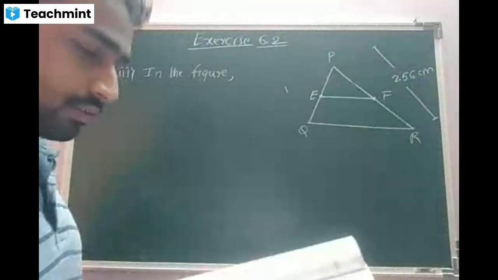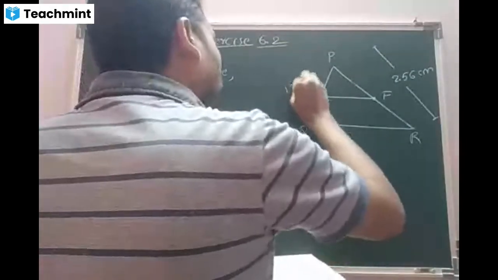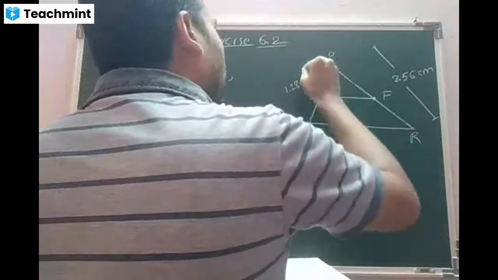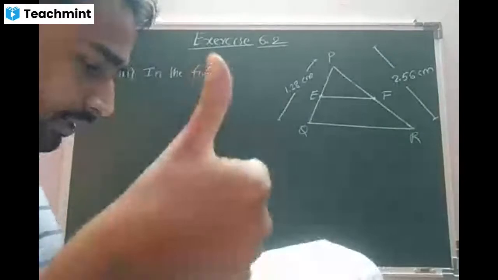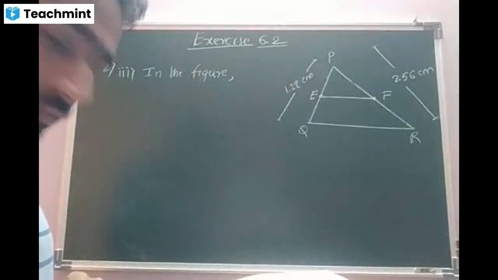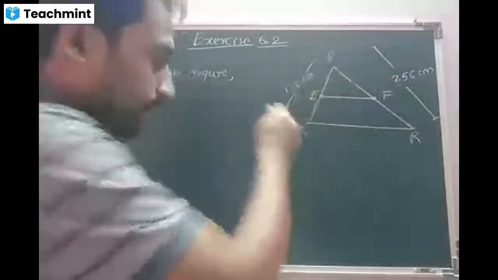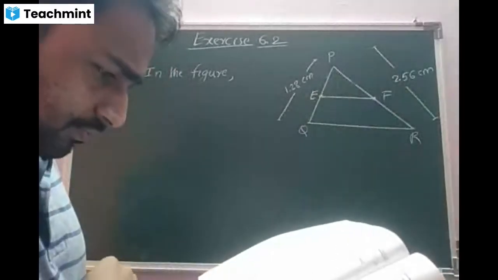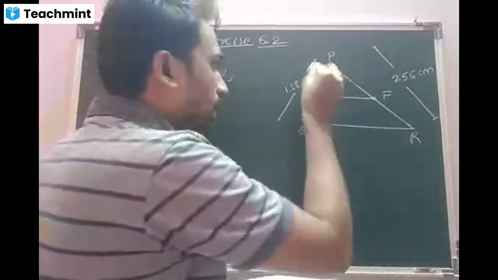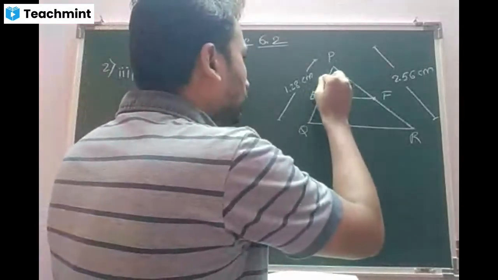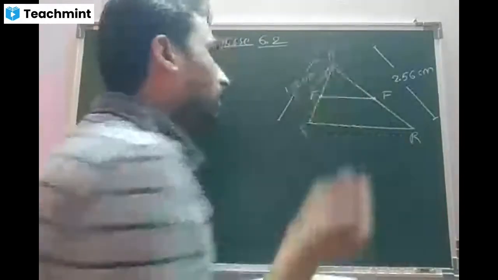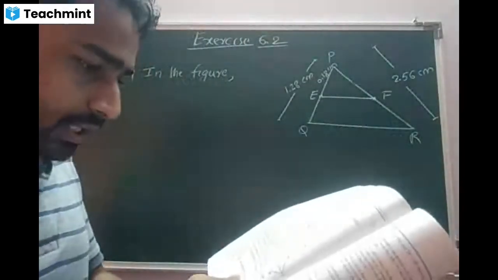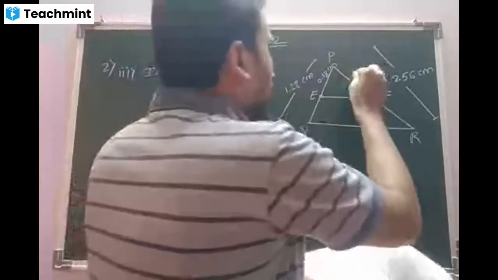The first measurement is PQ, from here to here, 1.28 centimeter. Complete PQ, complete PR. Am I right? Yes, sir. PR is given, PQ is given. Then the next one, PE, where is that? This one, beta. How much is given for PE? 0.18 centimeter. Okay. The next measurement, PF. How much? 0.36 centimeter.